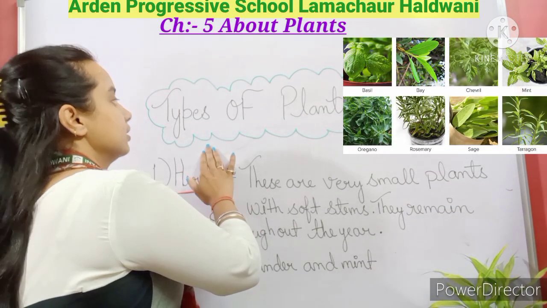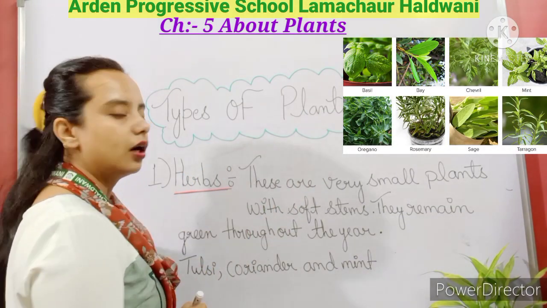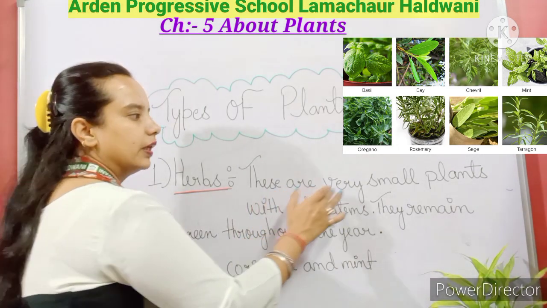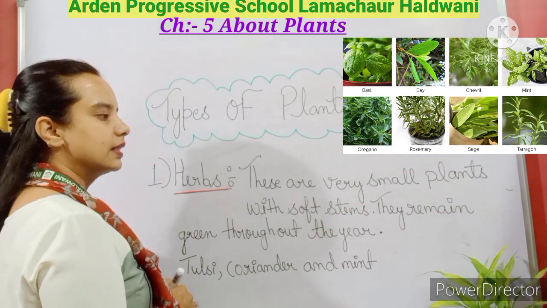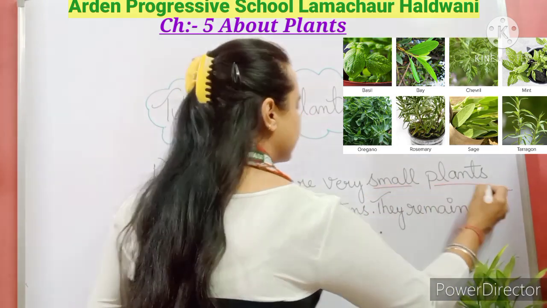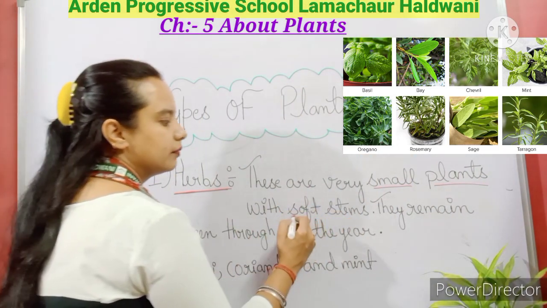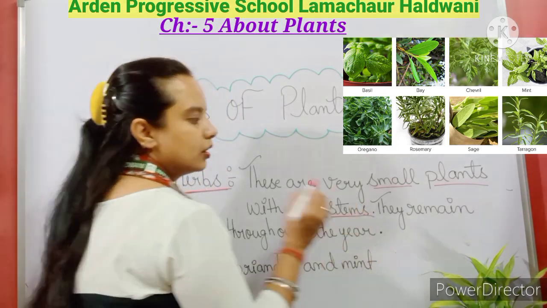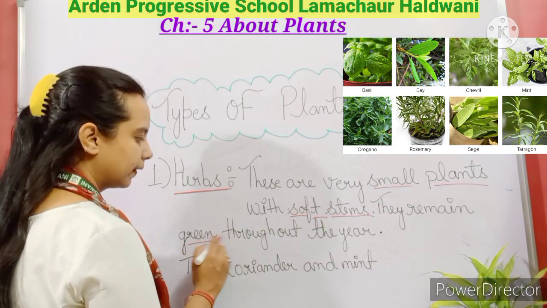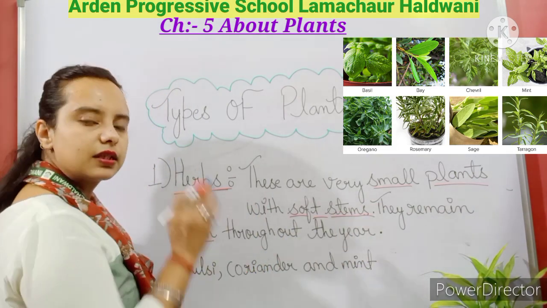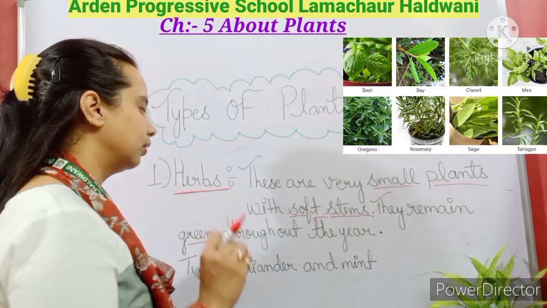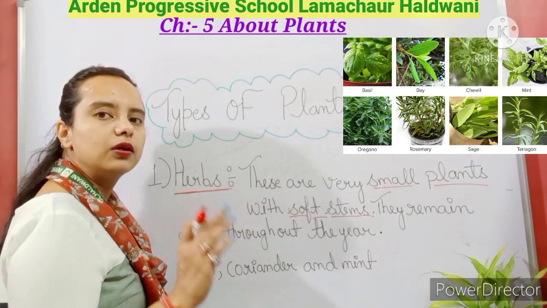Okay, now let's see the types of plants. First is herbs. What are herbs? These are very small plants, of very small size, with soft stems, and their stems are also very soft and green. They remain green throughout the year. Means throughout the complete year, their stems remain green. They are very green in color. And the stems are also very soft.